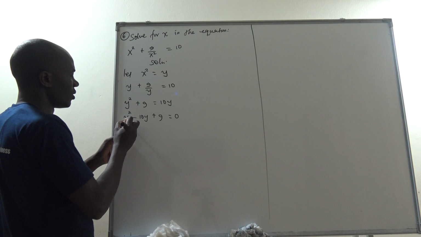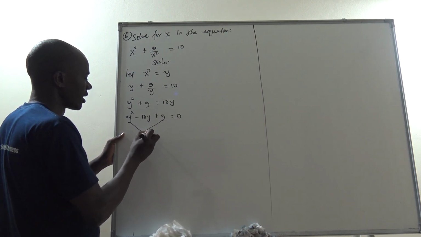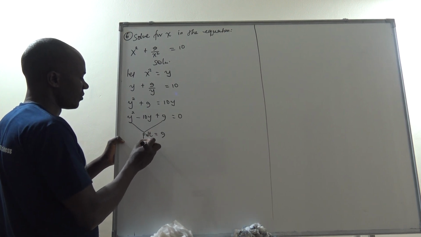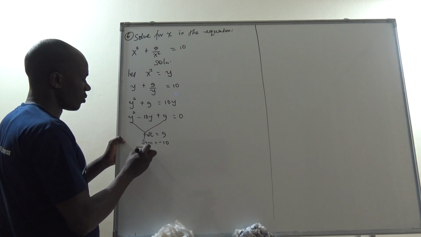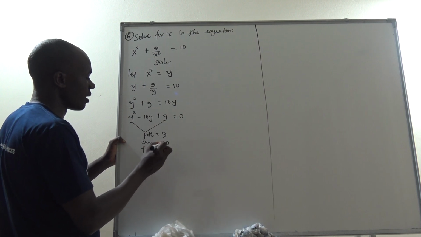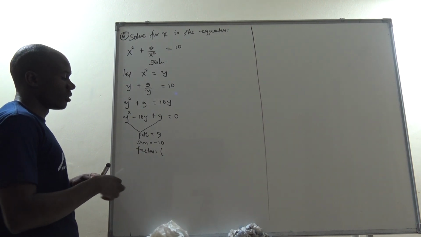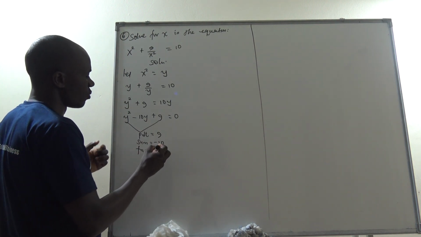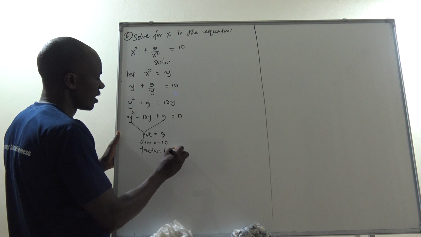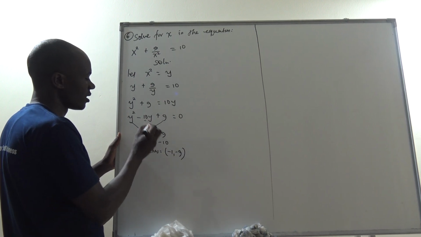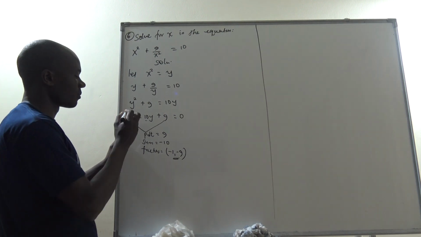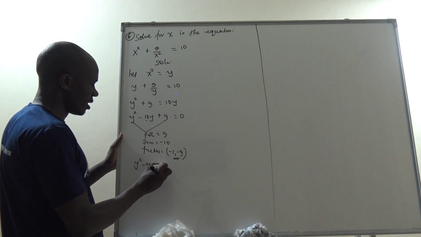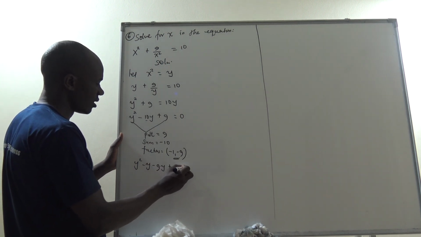So this is a quadratic equation where we are going to use product and sum. Our product is 9 and our sum is negative 10. Still, we look at the factors. We think of two numbers: when you multiply them, you get a positive 9, and when you add, you get a negative 10. So we have negative 1 and negative 9. Instead of this, we substitute these in. So we are going to have y squared minus y minus 9y plus 9 equals 0.